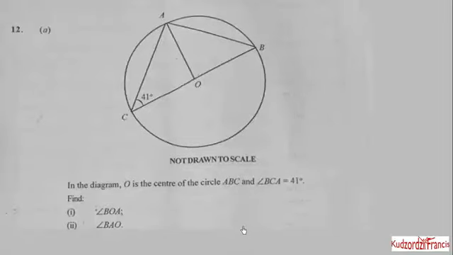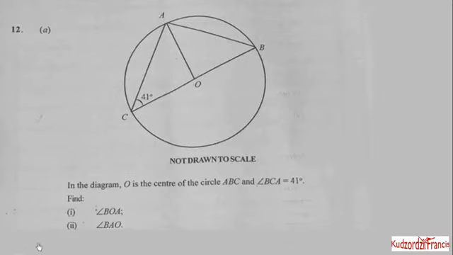We are continuing the paper 2, WASSCE 2020 Core Mathematics paper 2, question 12a. In a diagram, O is the center of the circle ABC and angle BCA is 41 degrees. Find (i) angle BOA, (ii) angle BAO.